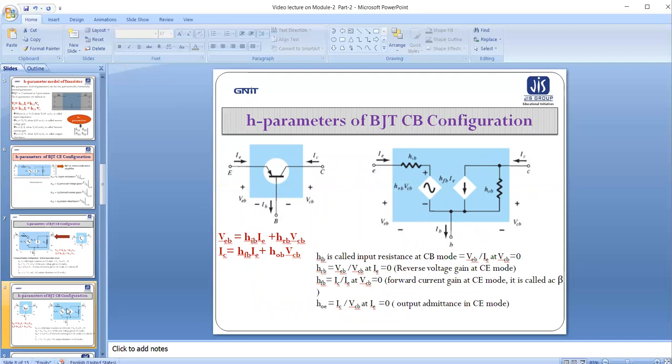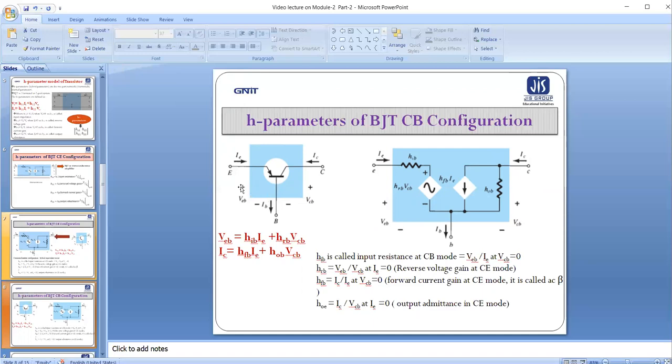Now, H parameters of BJT in common base configuration. This is the transistor circuit at the common base. It is obvious that the base is common for both emitter and collector. The input current now is changed to IE, whereas the output current is now changed to IC.